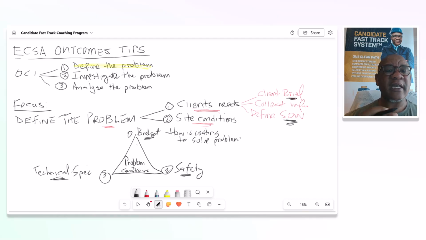This is important. Next time, in the next video, when I talk about investigating the problem, I'll take you through the things that you must look at. But in a nutshell, these are the things that you need to focus on when you do outcome number one.